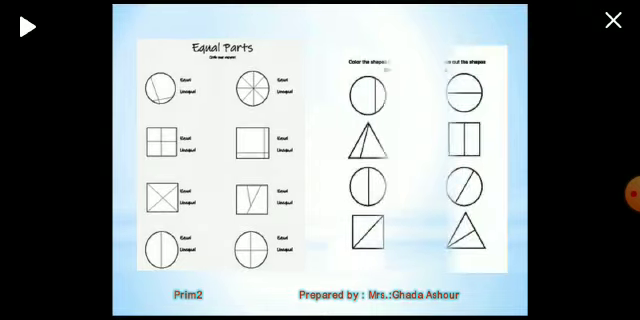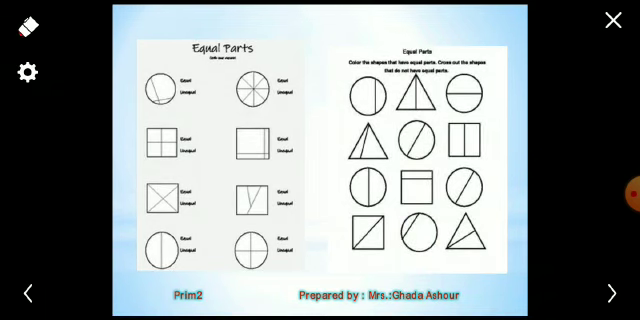Let's take another example or exercise. Now in this exercise, we wanted to color the shapes that have equal parts. Okay, look at the first circle. What about it? That circle is divided into two unequal parts. Two parts not the same at all. Not equal. What about that triangle? Yes, that triangle is divided into two equal parts.